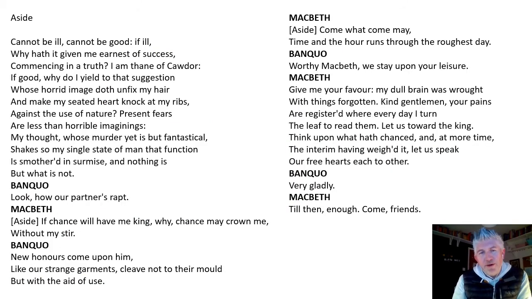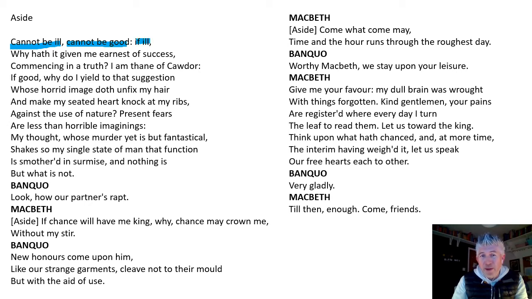Macbeth carries on talking to himself. He says, "Cannot be ill, cannot be good." So he's aware there's the evil witches. He's kind of listening now. He's remembering what Banquo said, and he's saying, "Well, it can't be wrong, and it can't be good." So he's trying to work out whether this news or the witches' prophecies are good or bad.